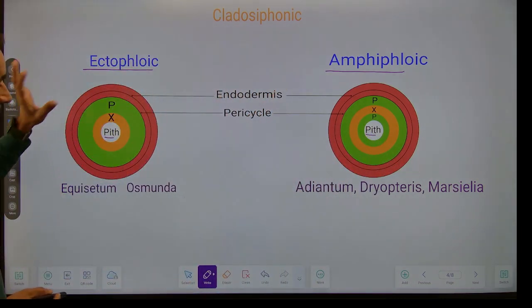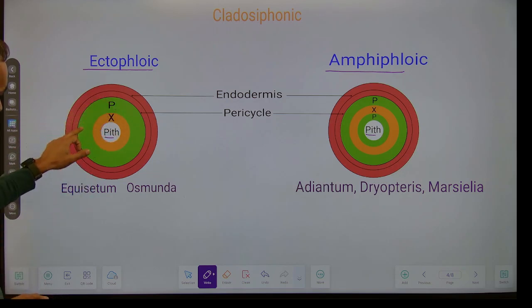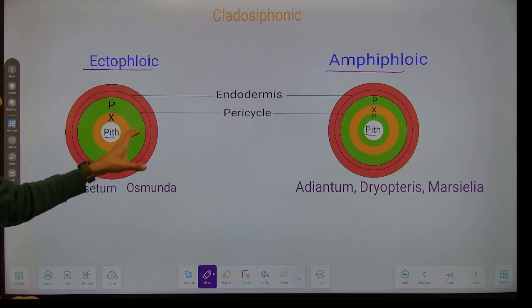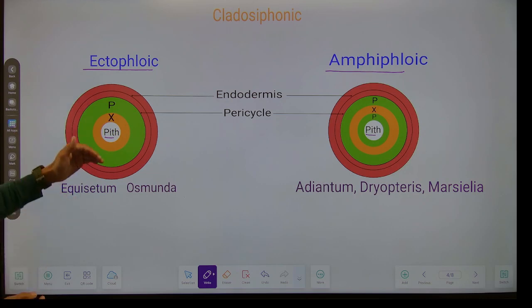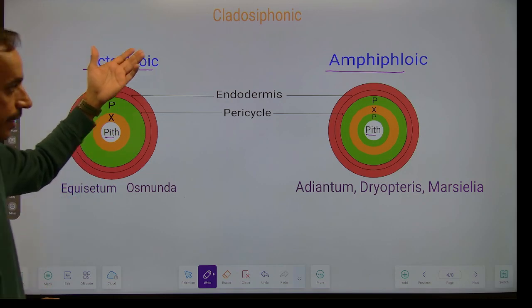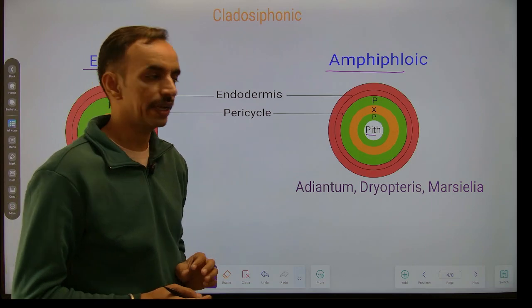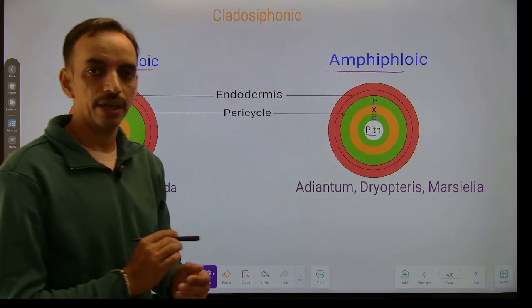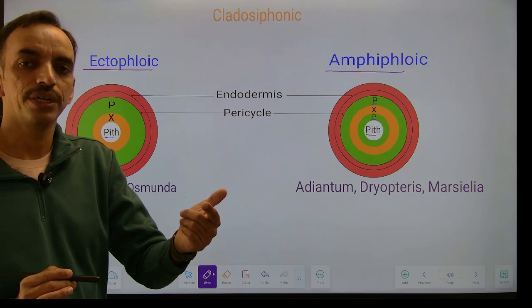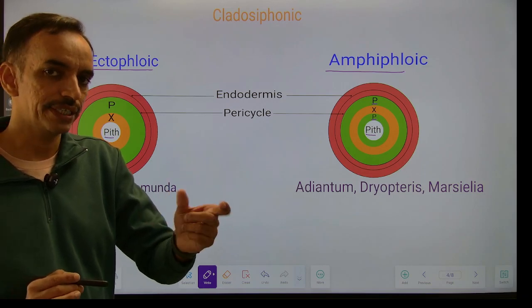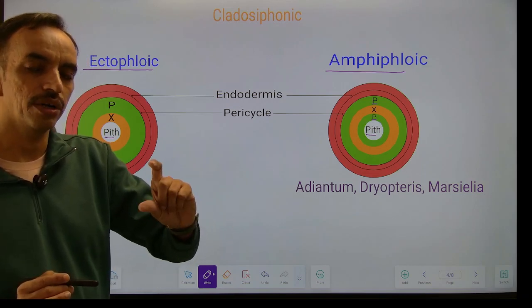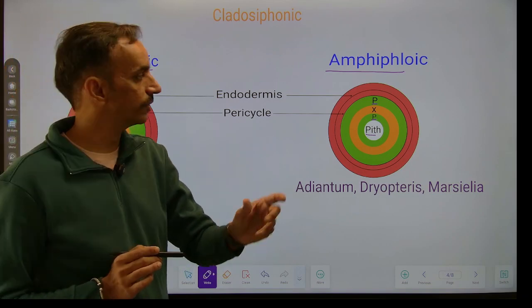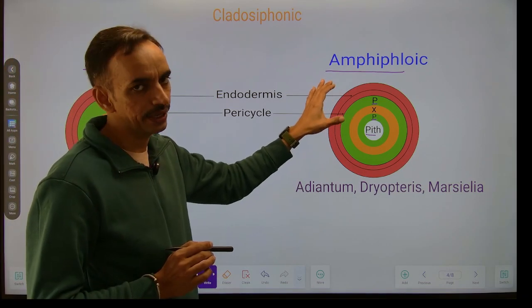Now, in case of ectophloic, you are having the phloem towards outer side of the xylem. Simply, that's why it is called as ectophloic. While in case of amphiphloic condition, you are having phloem towards inner as well as towards outer side of the xylem. So amphi condition is there. We are having phloem on both sides of xylem. That's why it is called as the amphiphloic condition.